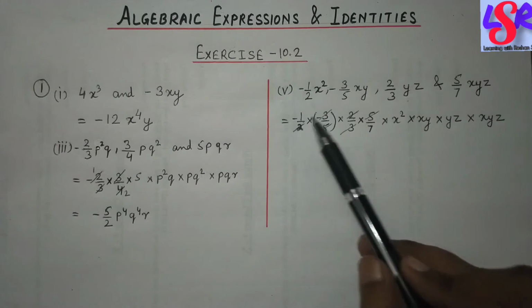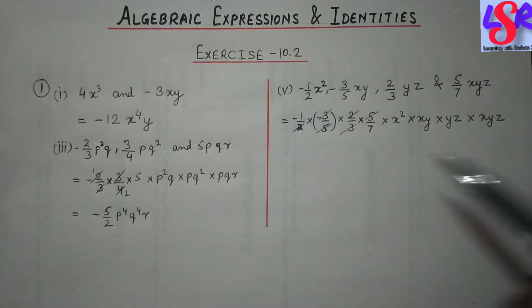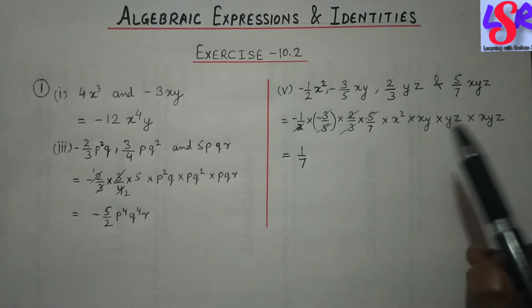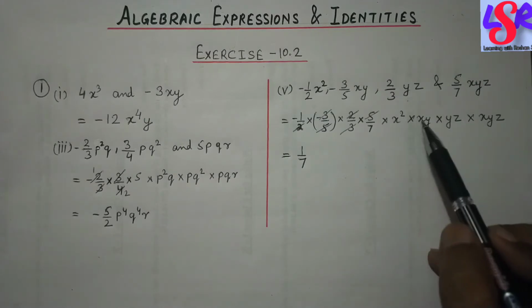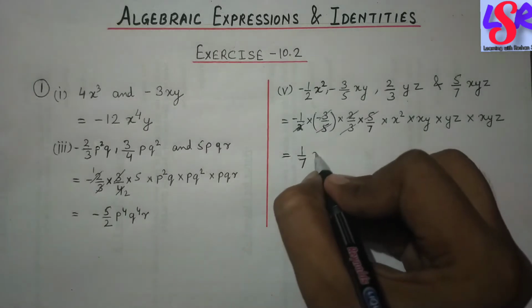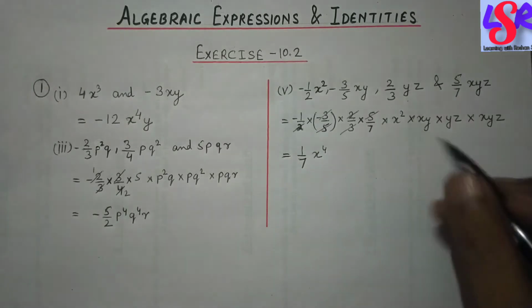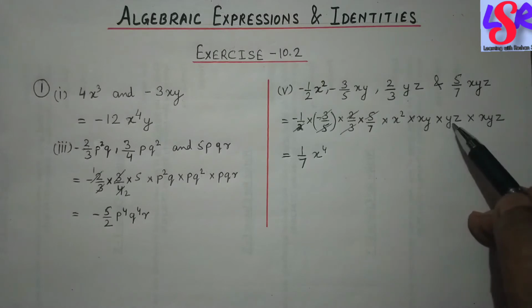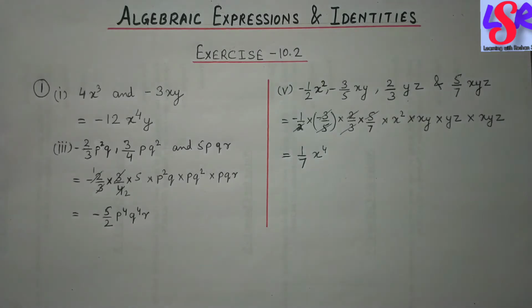Now we are left with minus and minus, and minus minus means this is plus, and we get 1 upon 7 in plus. Then here x to the power 2, 1 and 1, so x to the power 4. Then y 1, 2 and 3, so y to the power 3, and then at last z 1 and 1, that is 2. And here we get the product of all the four terms.